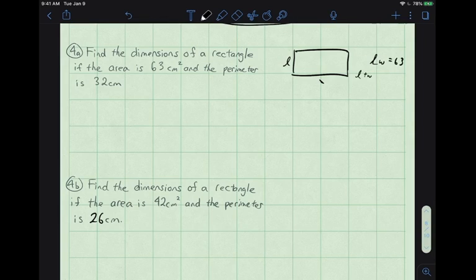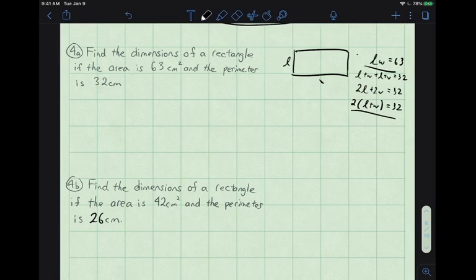Length plus width plus length plus width, that's the perimeter, equals 32. We can simplify this: 2L plus 2W equals 32. And in this case, it's going to be handy to factor, and you'll see why. We can factor out the 2 to give us this equation here and this equation here.